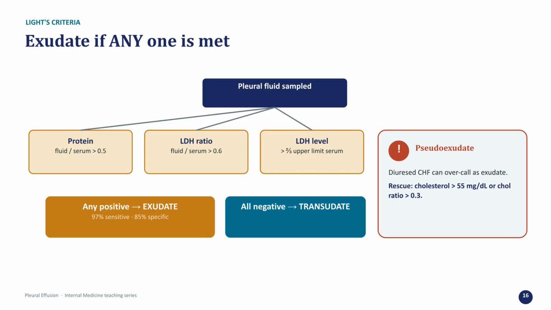Now we use Light's criteria to distinguish between transudates and exudates. The fluid is an exudate if it meets any one of 3 criteria: a protein ratio greater than 0.5, an LDH ratio greater than 0.6, or an LDH level over 2/3 the upper limit of normal serum. Meeting even one of these qualifies as an exudate.